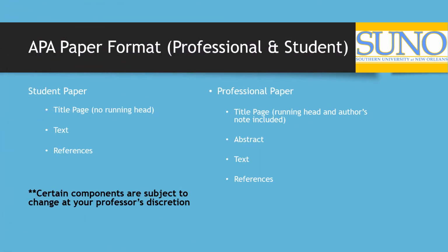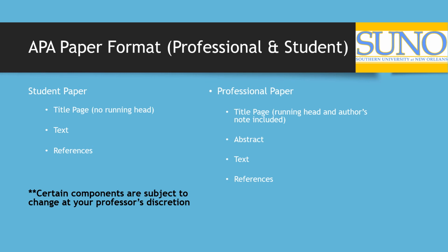One of the primary changes for the APA 7th edition is that there are now two papers. There is a student paper and a professional paper. Throughout this presentation, I will show you both. Please note that the student paper does not require a running head, author's note, or an abstract. However, please make sure that you are adhering to your instructor's guidelines and rules for the assignment when it comes to their expectations for your papers.